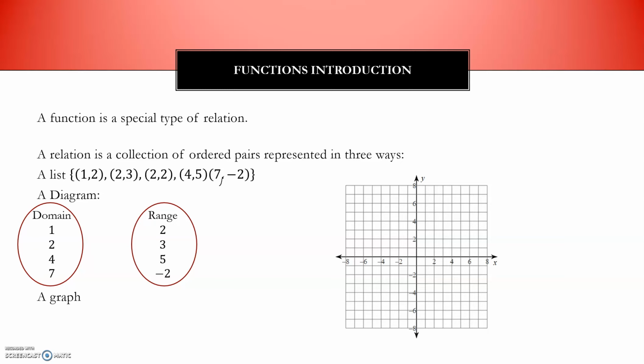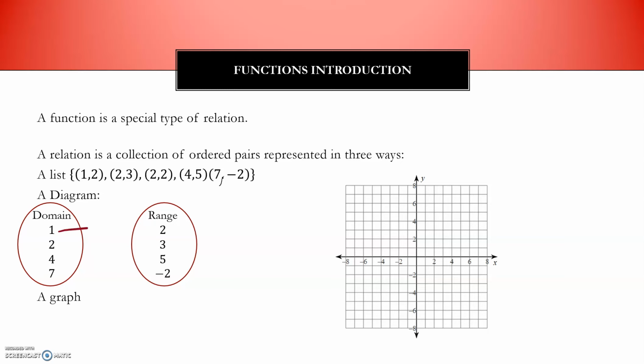You can also make what's called a mapping diagram. So remember that your first coordinate is x, and x is also called the domain. So we list our x coordinates only one time. I know that the 2 repeats, but I only list it once: 1, 2, 4, 7. And then our y coordinates, our range, we list in another bubble: 2, 3, 5, -2. And with this one, again, I know the 2 repeats, but I only list it one time. And then I'm going to draw arrows from the domain to where it goes within the range.